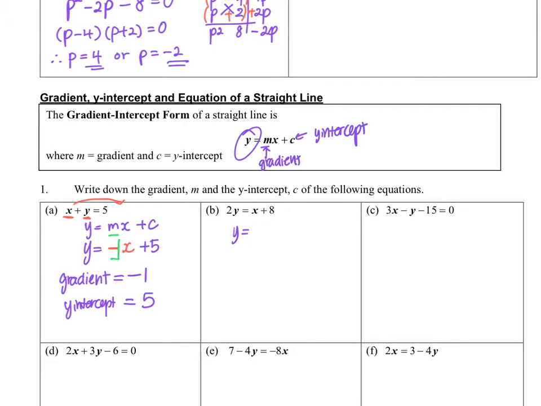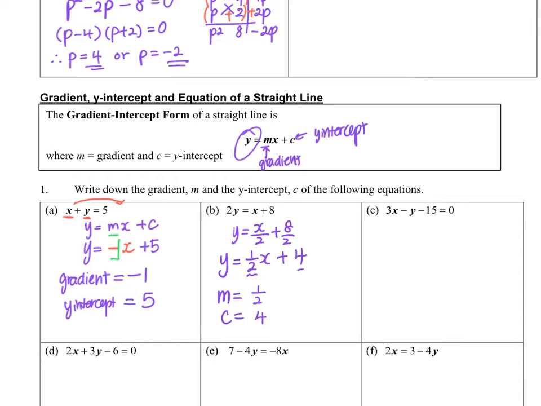So what I'm going to do now, I'm going to take x over 2 and 8 over 2. This simplifies to y equals to, if I have x divided by 2, it's actually half of x. 8 divided by 2 is 4. So what is the gradient now? And what's the y-intercept? The gradient will be half, no x, just the half, and the y-intercept is the number 4.